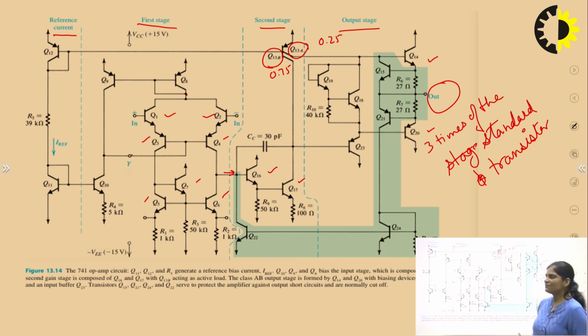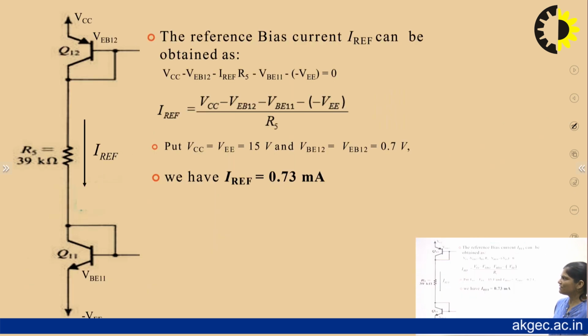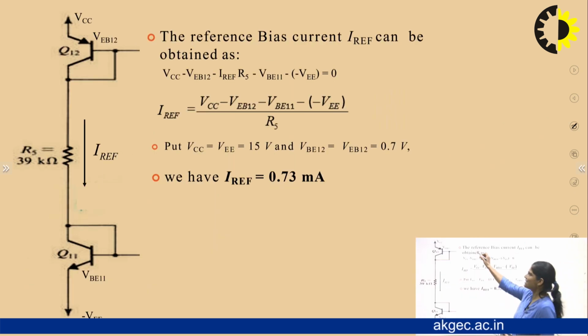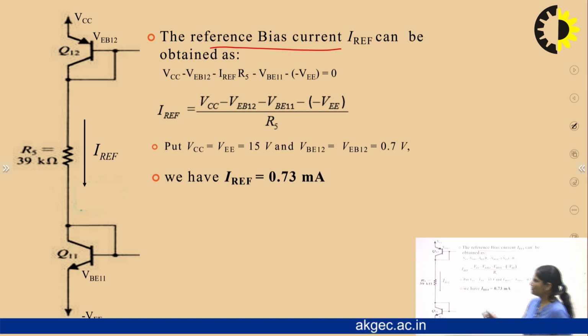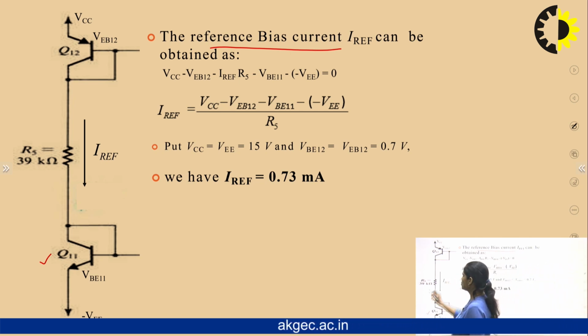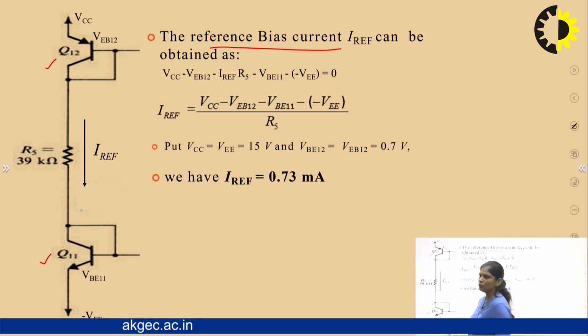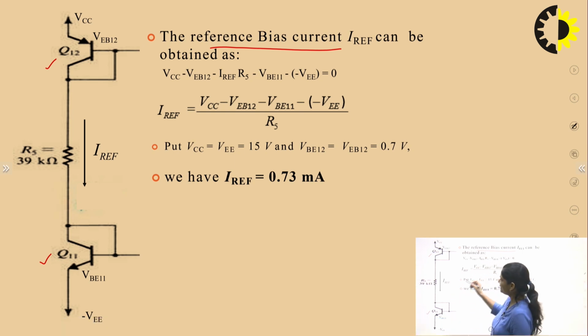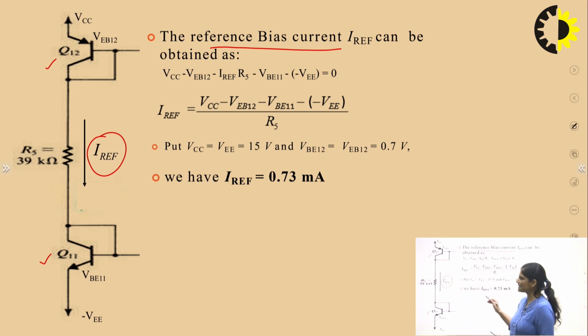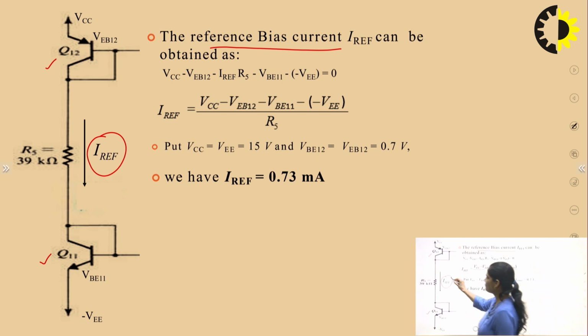Now we will start with the DC analysis of this input stage, second stage and output stage for this operational amplifier. Now first we will start with the reference bias circuit. So this is the circuit diagram where you have transistor Q11 and Q12, and these two are diode connected transistors. Now here we have to find out I reference current, which is provided to the Widlar current source, means next circuit diagram, and which is connected to the input stage. So first we have to find out I reference.